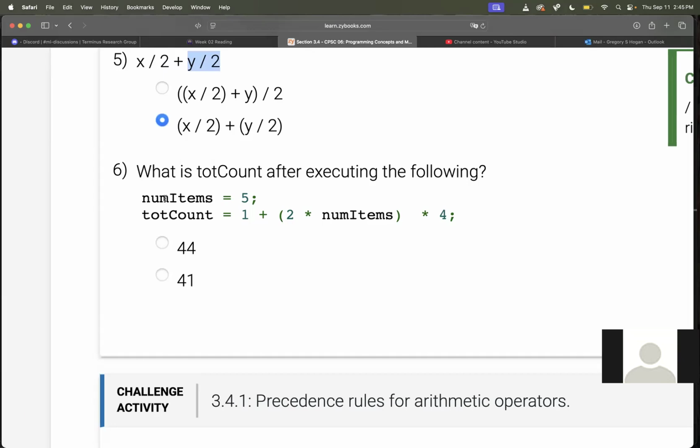Okay. Now let's try to figure this out. What is tote count after executing the following? The number of items is 5. If you put a 5 in here, then we should just work this out from the inside out. The parentheses will be 2 times 5, the part that I've highlighted. Put in the 5, and you'll have 2 times 5, which is 10. Then you take that 10, multiply it by 4, and we get 40. And the last thing will be adding the 1. So we should have 41.